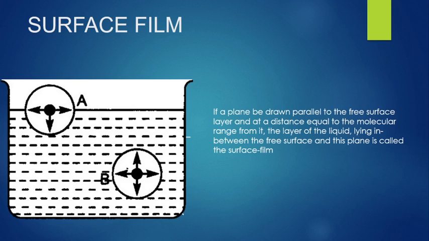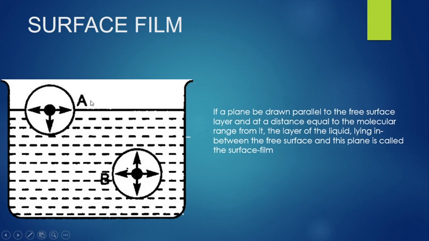In the last class, we discussed the sphere of influence, or the molecular range. Consider the molecule A. The molecule A is attracted sidewise and also downwards, and the molecule B is attracted by the surrounding molecules all over. So here is shown the sphere of influence of molecule A and the sphere of influence of molecule B.